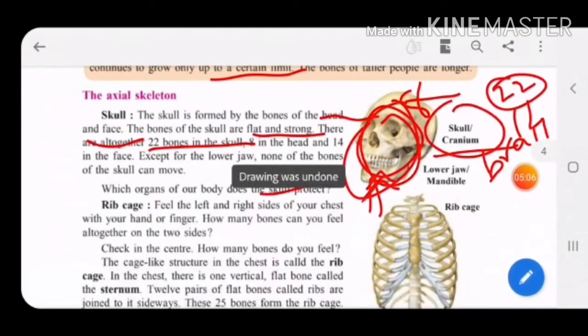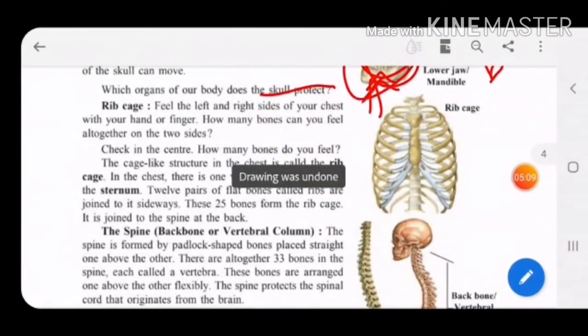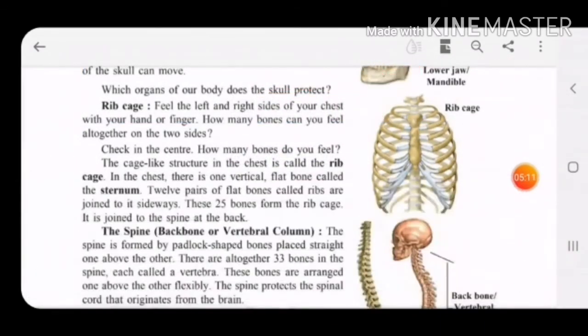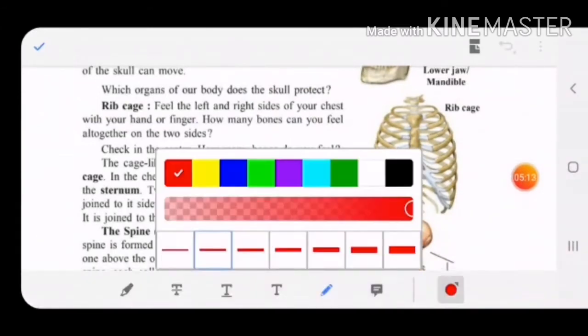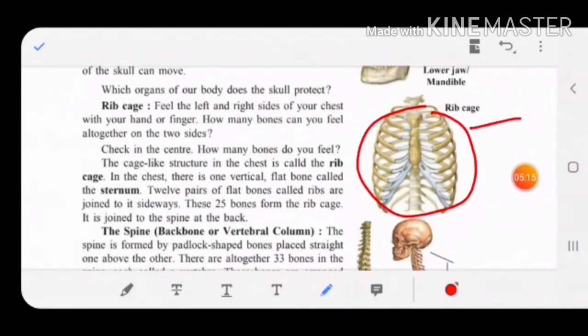Now let's move further. Second one is the rib cage. Can you see this picture of the rib cage over here? Children, see here. This is a cage-like structure. This is called a rib cage. Our chest.